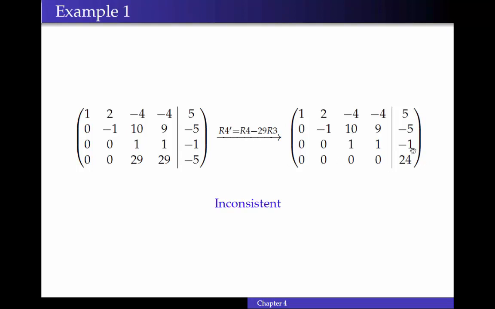And so here we see exactly the characteristic of an inconsistent system. We have all 0 coefficients, and we have a non-zero right-hand side of the equation.